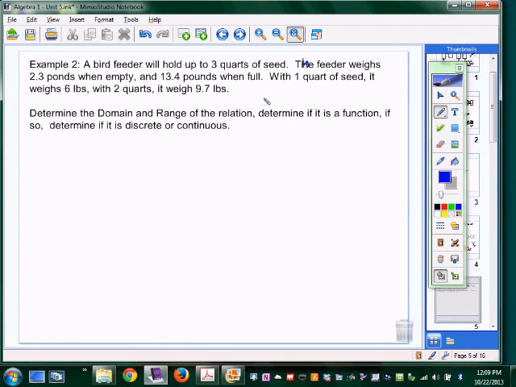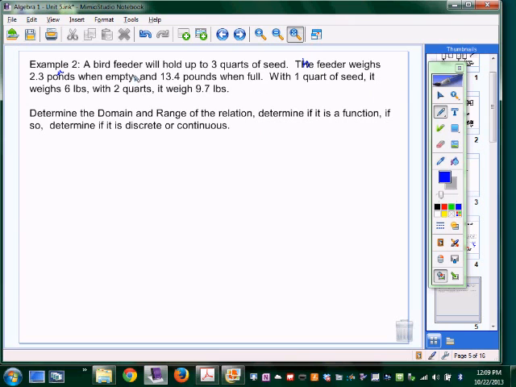Bird feeder. Oops, that's supposed to be lowercase h. Okay. The feeder weighs 2.3 pounds when empty, and it's not recording. Oh, sorry, thank you. No, yeah, it is. I didn't click the thing right, so it's recording the whole screen.